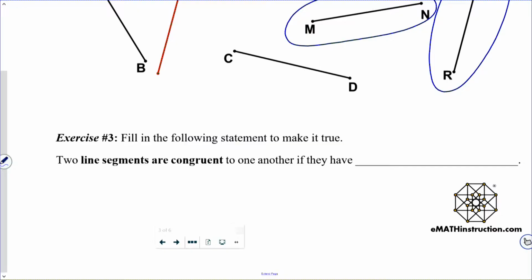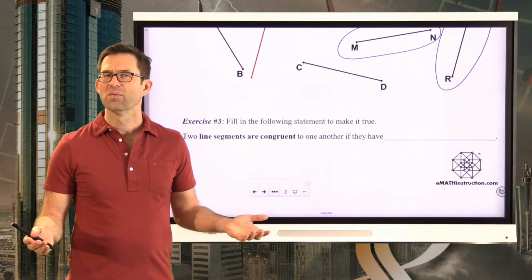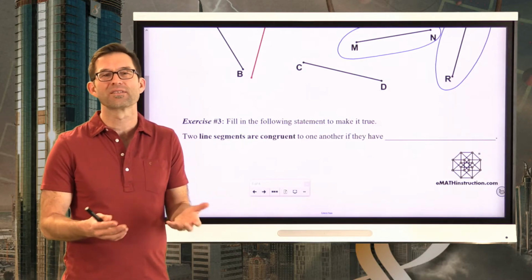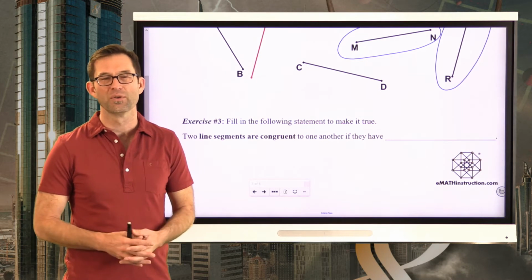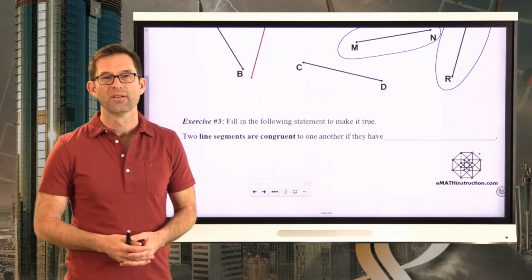Exercise number 3. Fill in the following statement to make it true. Two line segments are congruent to one another if they have what? What's going to be true? What's going to make two line segments congruent to each other? Think about this for a moment.